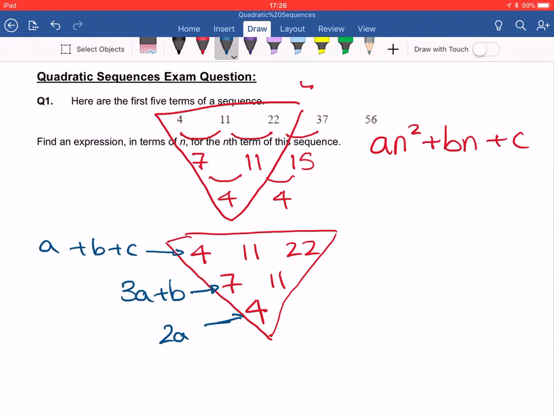What that means is that 2a is equal to this thing over here, which is 4. 3a plus b is equal to the 7. And a plus b plus c is equal to the 4. If you can remember those three things, then it should be quite straightforward. So let's work it out. We start from the bottom. We look at the 2a and the 4. And that's pretty much like how you did yours. You said half the second difference. So 2a is equal to 4. So a is equal to 2.